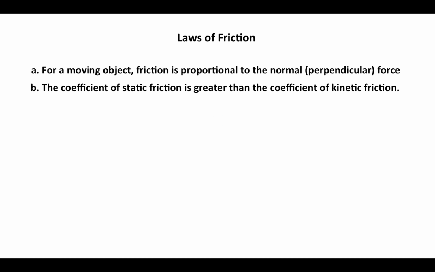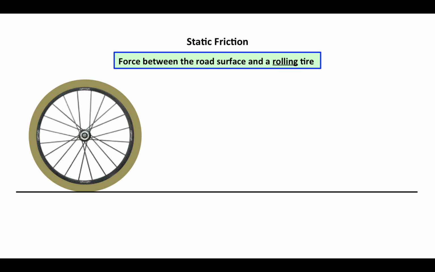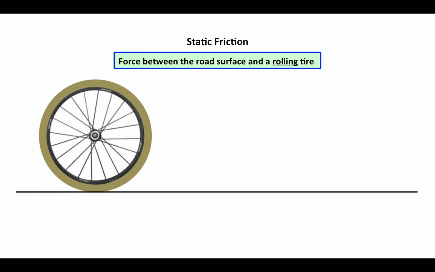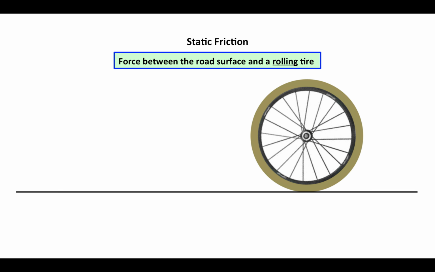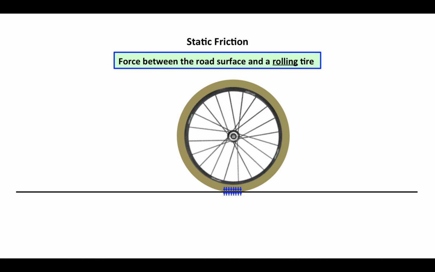B, the coefficient of static friction is greater than the coefficient of kinetic friction. The Greek letter mu is the coefficient of friction. Let's focus on just one wheel. Static friction is the force between the road surface and a rolling tire. The forces of attraction between the tire and the road surface are typically very strong. As the tire rolls, these forces of attraction have to be constantly reformed and rebroken.